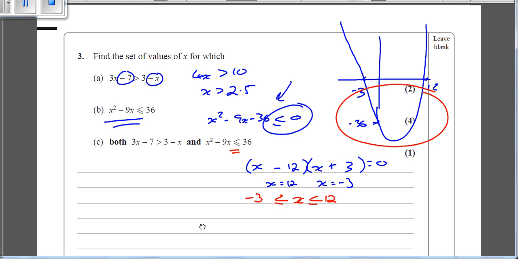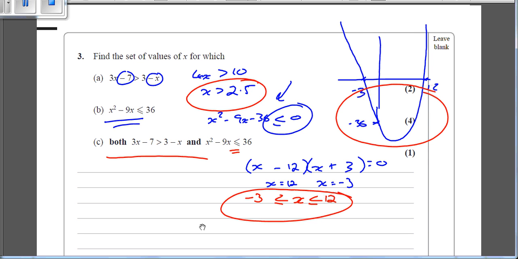And then finally, we've got to solve both of them. So we need to know when x is greater than 2.5 and when x is between minus 3 and 12. So therefore, x is going to be less than or equal to 12, but it's going to be bigger than 2.5. And that's how you do the questions for that topic.